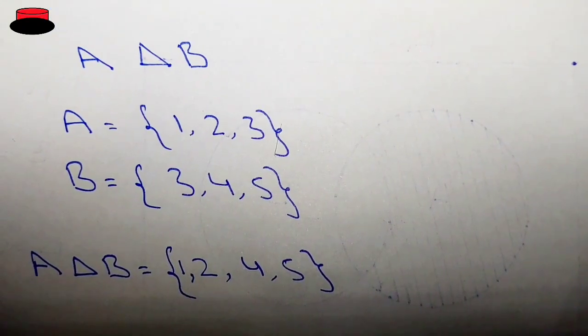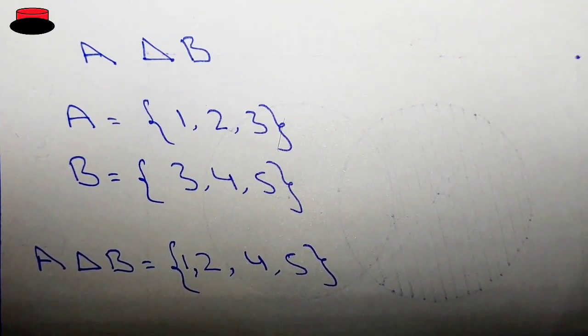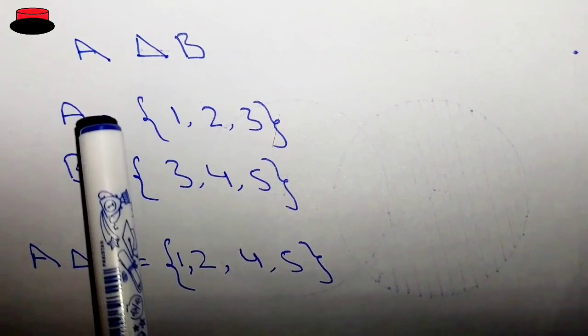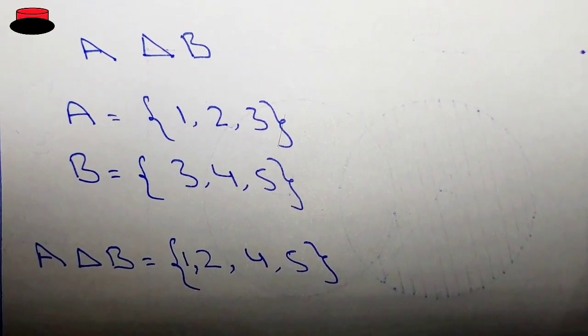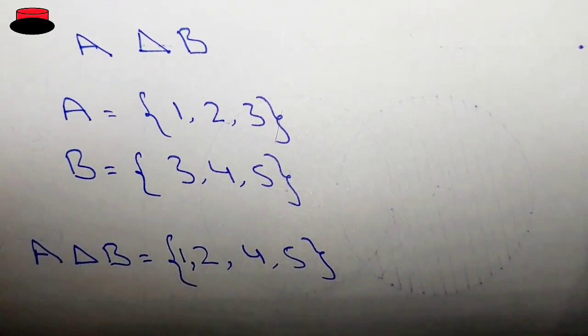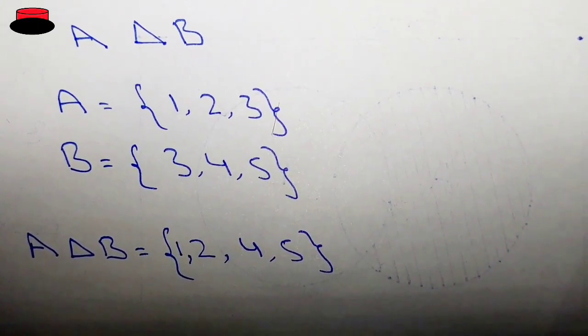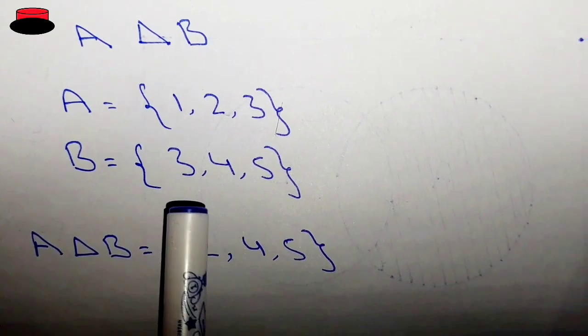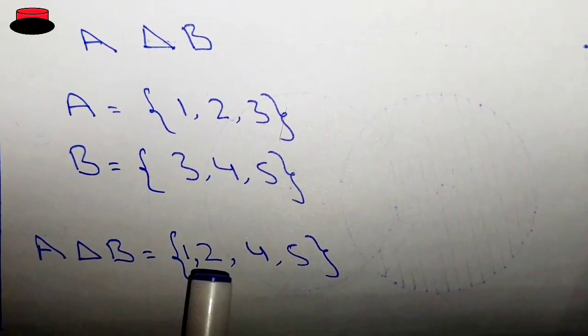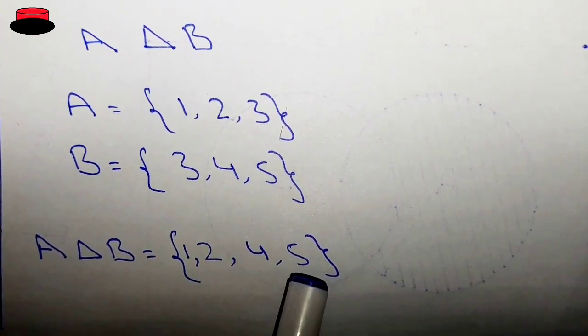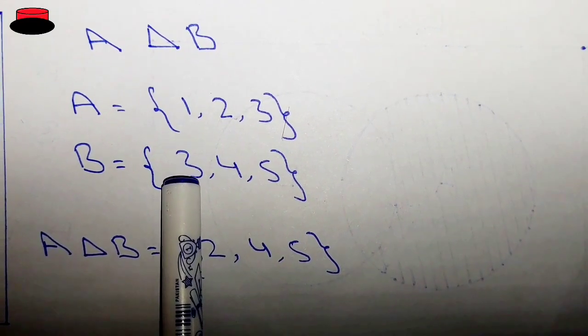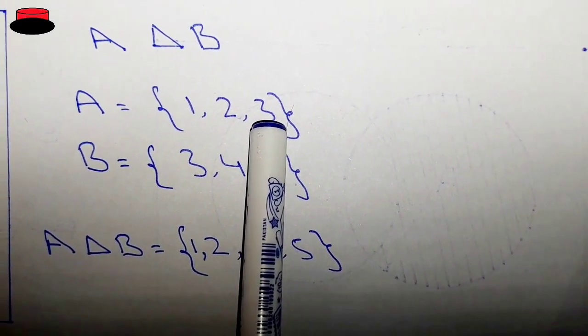This is another operation, that is the symmetric difference. So A delta B, it means the elements of the set A which are not present in set B and the elements of set B which are not present in set A. So the new set will be written A delta B equal to 1, 2, 4 and 5. 3 is present in this set and in this set as well. So it will not be written.